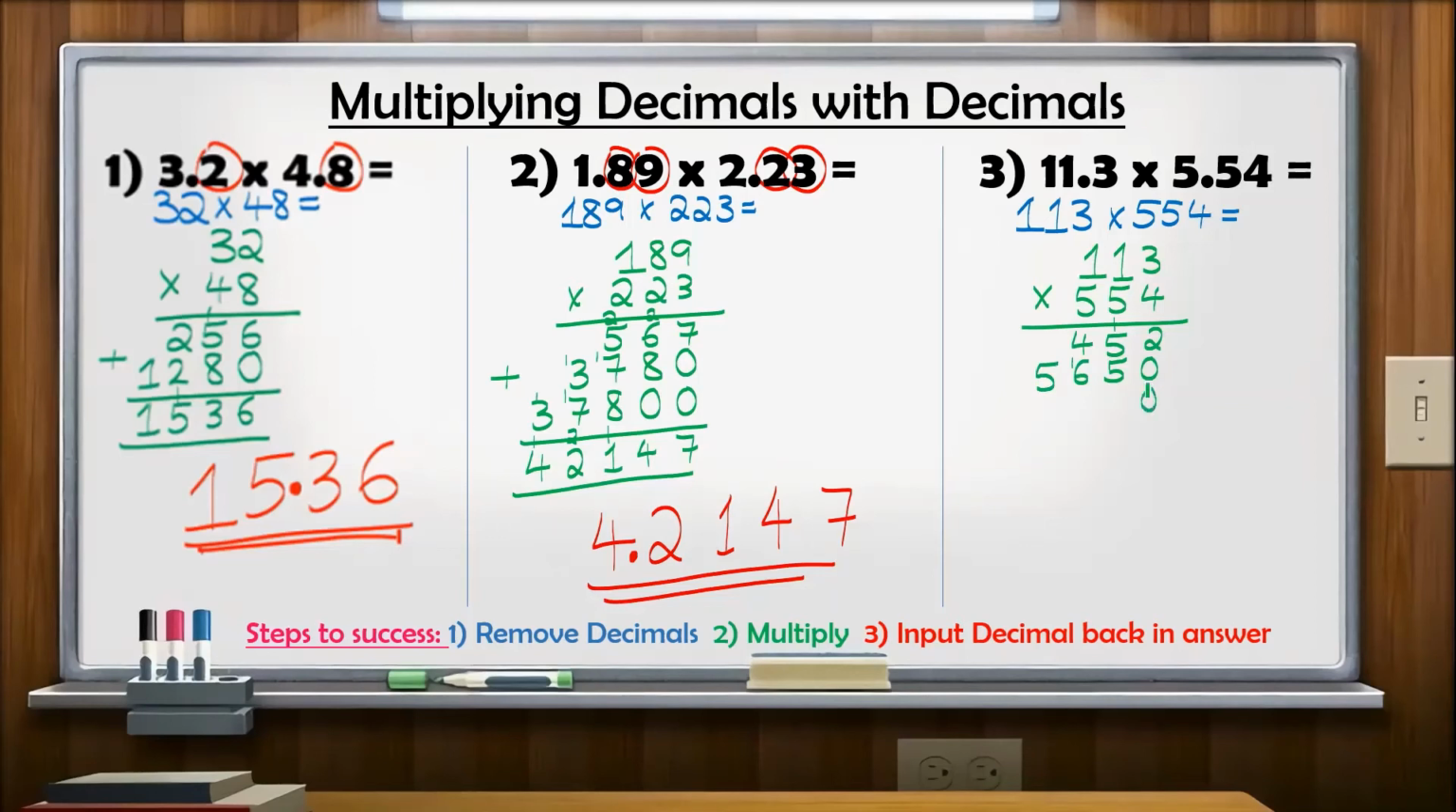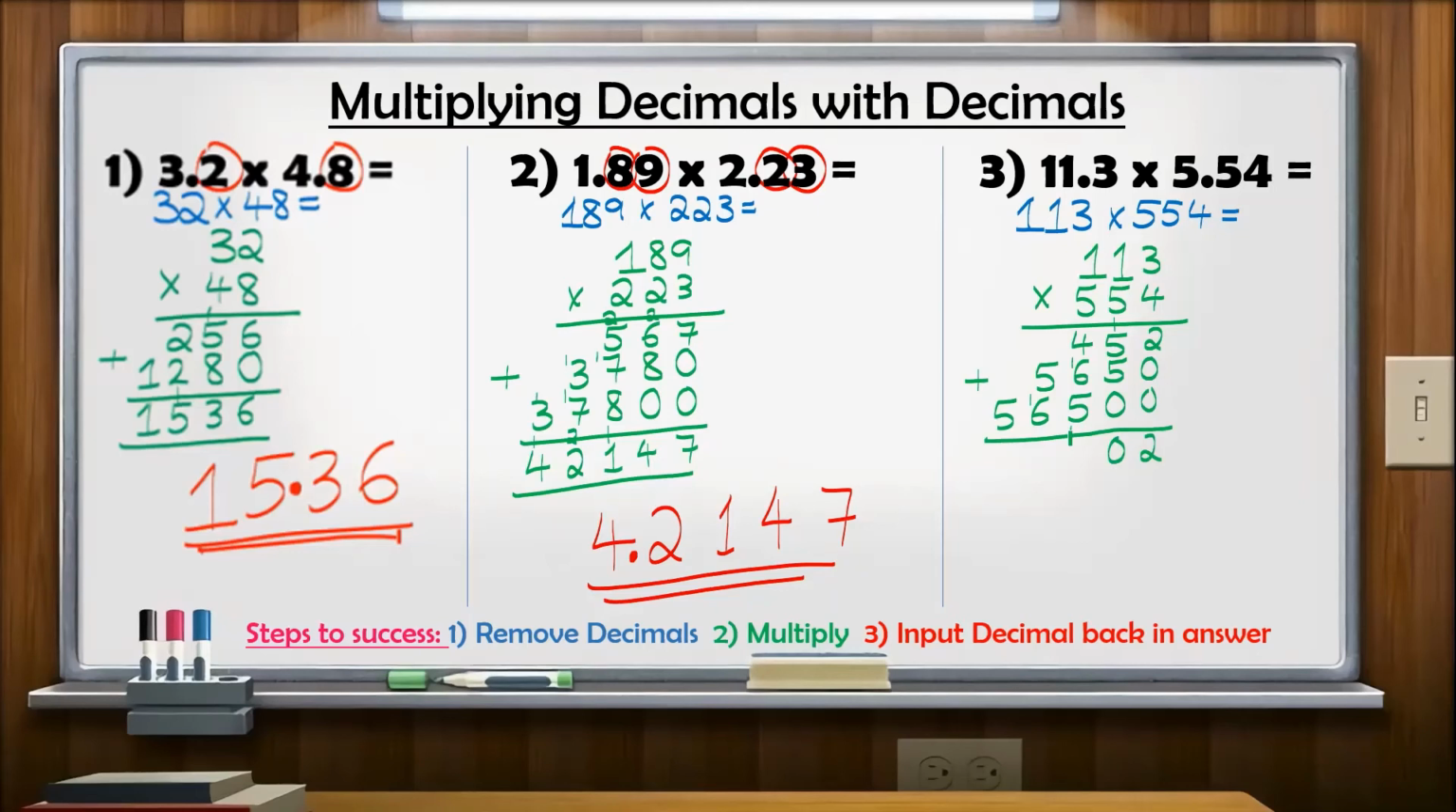Moving on to my hundreds, so I put 2 placeholders in. 5 times 3 is 15. Put my 5 here, carry over the 1. 5 times 1 is 5, plus the 1 is 6. 5 times 1 again is 5. Now I'm going to find my total for this question. 2 plus 0 is 2. 5 plus 5 plus 0 is 10. So put my 0 here and carry over my 1.